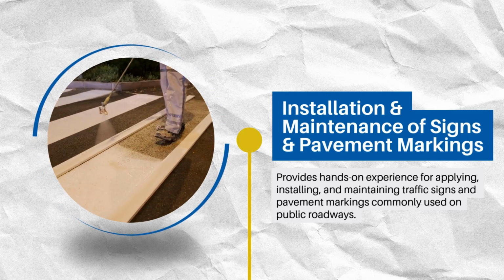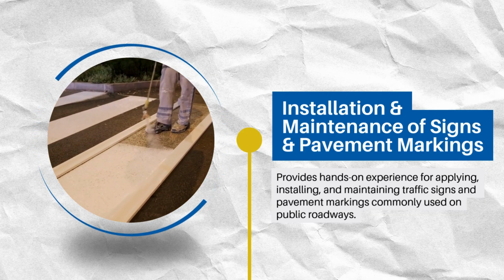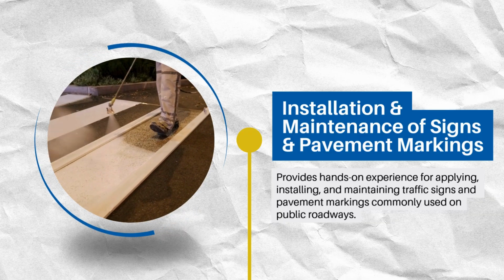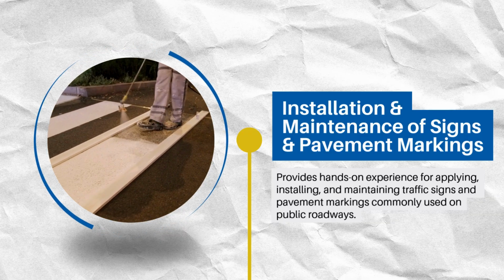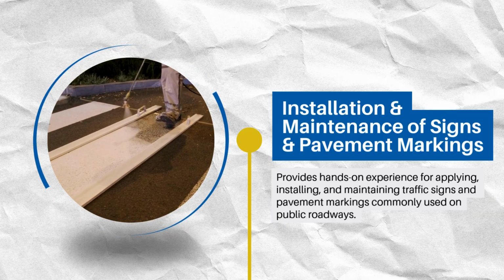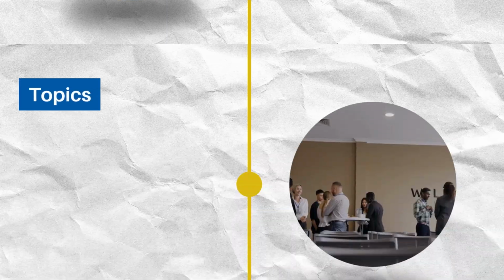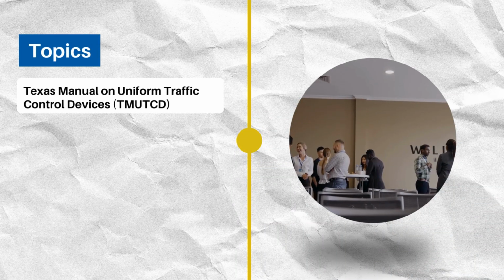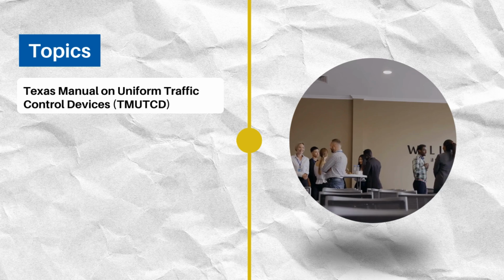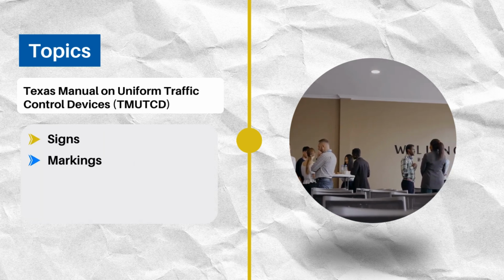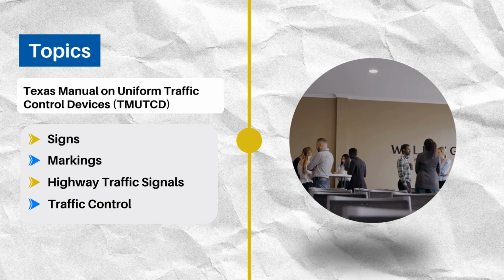LTP 515 is one of our featured classes designed to teach proper methods for applying, installing, and maintaining traffic signs and pavement markings on public roads. This training follows the Texas Manual on Uniform Traffic Control Devices, or TMUTCD, which sets the standard for signs, pavement markings, highway traffic signals, and overall traffic control across the state.